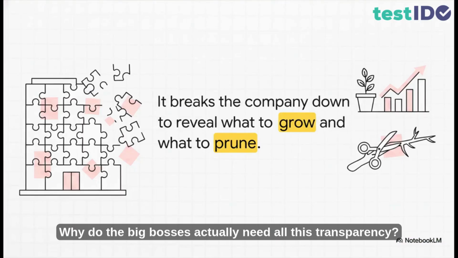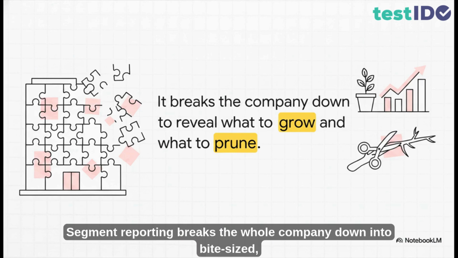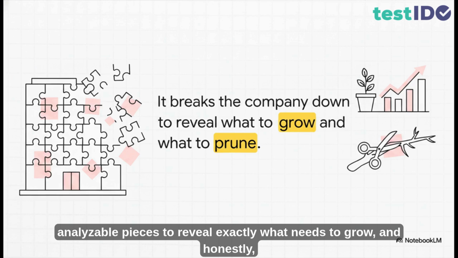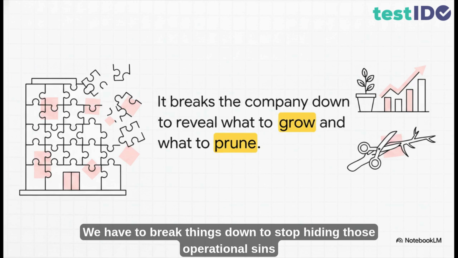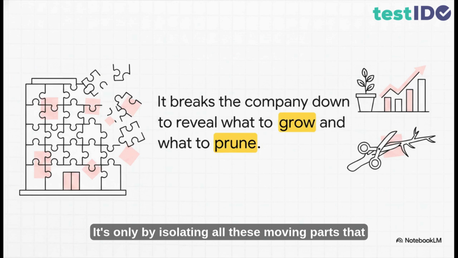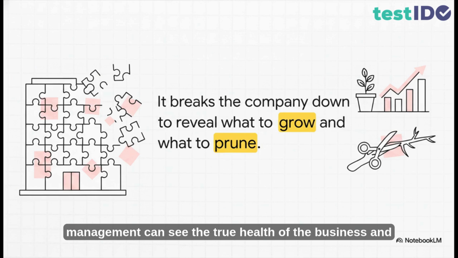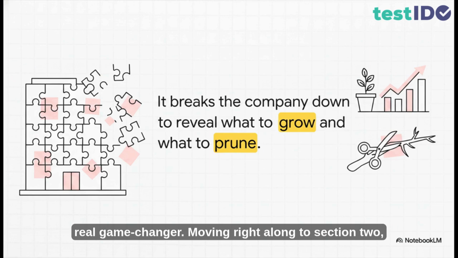Why do the big bosses actually need all this transparency? Well, to make the tough calls. Segment reporting breaks the whole company down into bite-sized, analyzable pieces to reveal exactly what needs to grow and, honestly, what needs to be pruned. We have to break things down to stop hiding those operational sins we just talked about. It's only by isolating all these moving parts that management can see the true health of the business and put resources where they actually belong. So keep that grow or prune visual in your head for the exam. It's a real game changer.